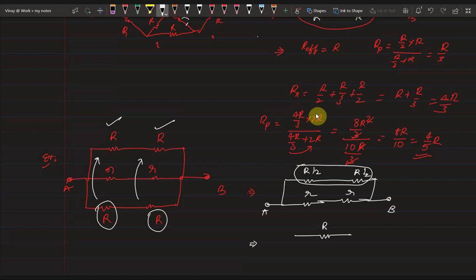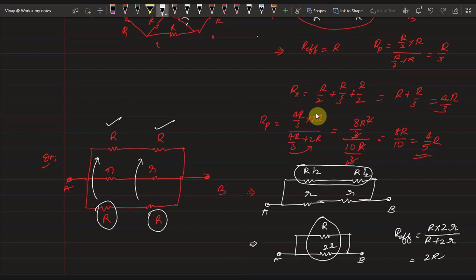Now R and R are in series or in parallel? Series. So that is 2R. And this is point A, this is point B. Now R and 2R are in series or in parallel? Parallel. So what is the effective resistance? Capital R into 2R divided by capital R plus 2R. This is the answer: 2R squared by 3R, that is R effective.